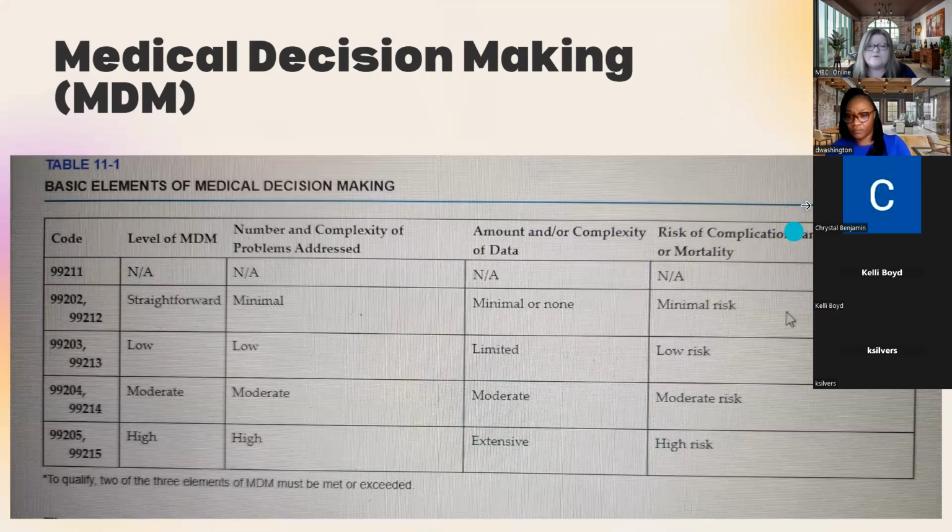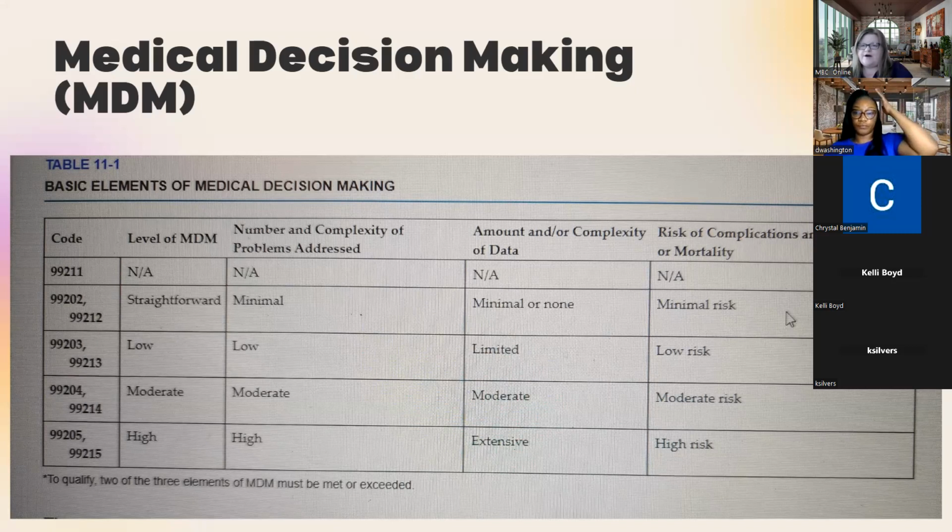All right. So in your book on page 278, there's this awesome table, 11-1. It says the basic elements of medical decision making. This is the established patient office visit table, from the CPT codes I'm seeing here. You can see in the different columns, they have level of MDM. They list our four: straightforward, low, moderate, and high.